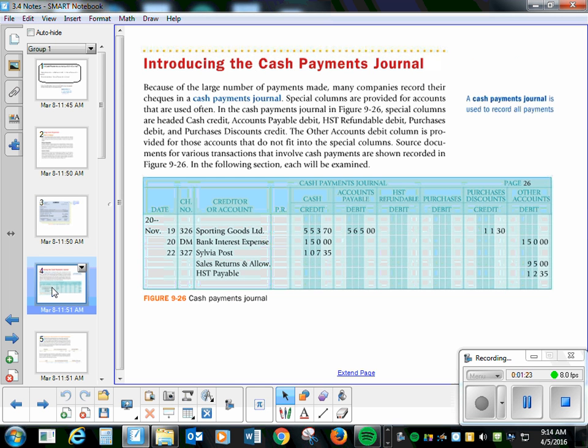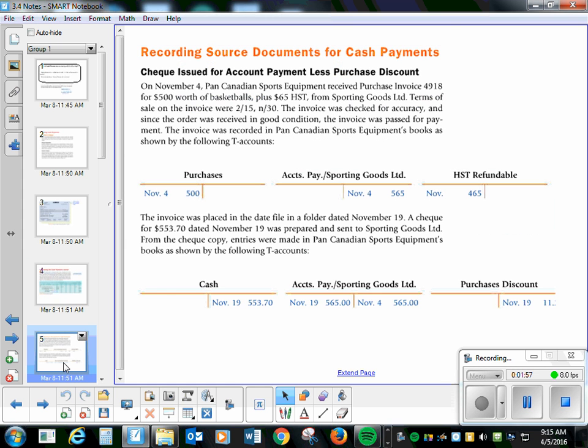Because of the large number of payments made, many companies record their checks in a cash payments journal. Special columns are provided for accounts that are often used. In the cash payments journal, special columns are headed cash credit, accounts payable debit, HST refundable debit, purchases debit, and purchases discounts credit. The other account debit column is provided for those accounts that do not fit into these special columns. Source documents for various transactions that involve cash payments are shown and recorded here as well. So we're going to go through these, how they came up with these three that are listed here.